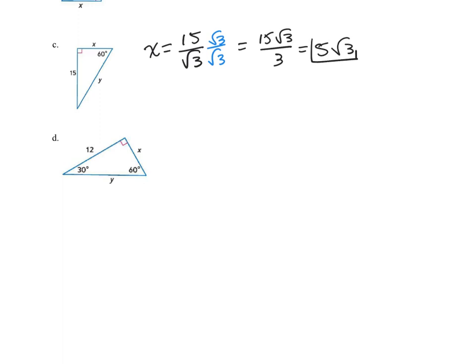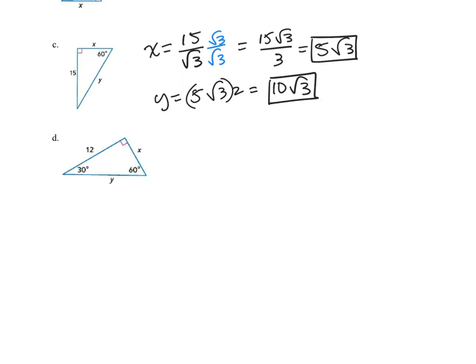Or excuse me, not the long leg. We just found x, the short leg. It's 5 times the square root of 3. Now that we know the short leg, to find the hypotenuse, remember our theorem says take the short leg and double it. So y is going to be 5 times the square root of 3 times 2. Our final answer would be 10 times the square root of 3 for the hypotenuse.